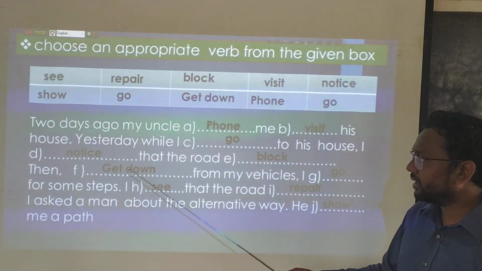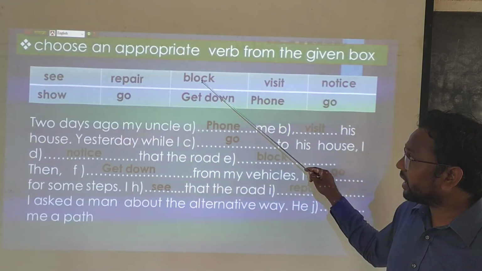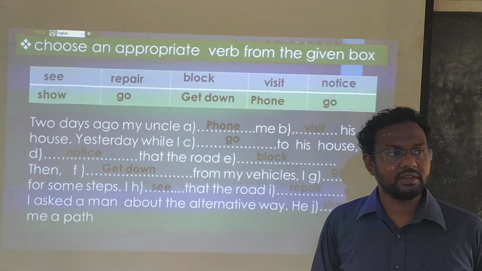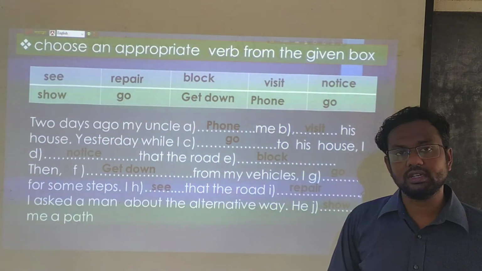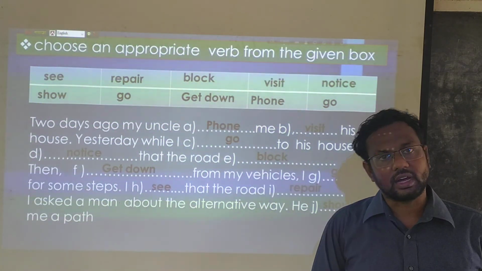Today, in this way, we will try to fill up the correct word in the correct places by reading the sense of the passage, and we will select the correct word for the correct places.